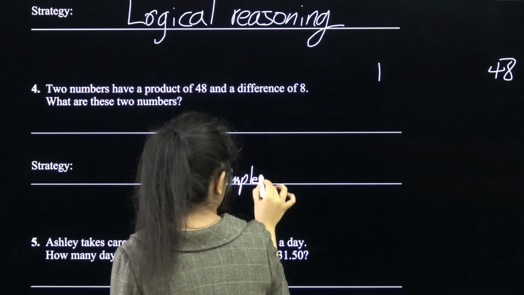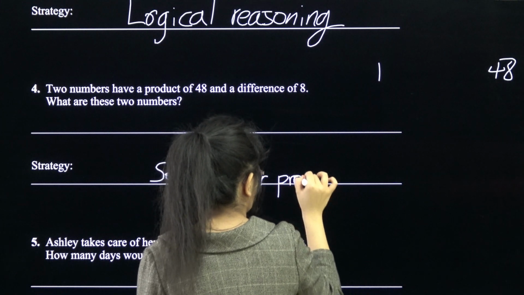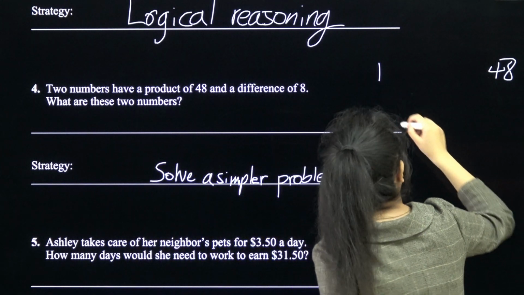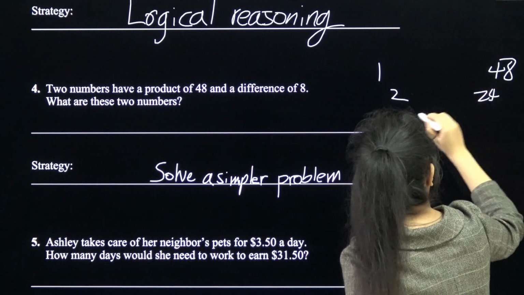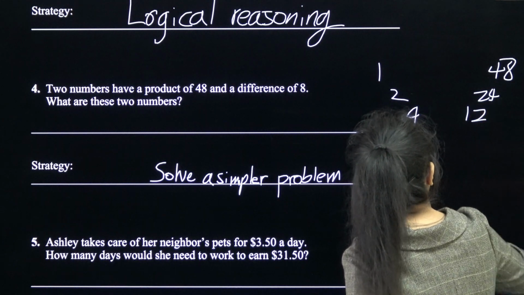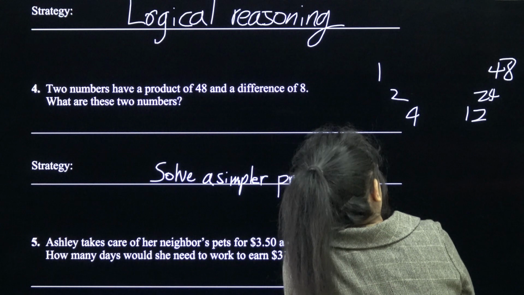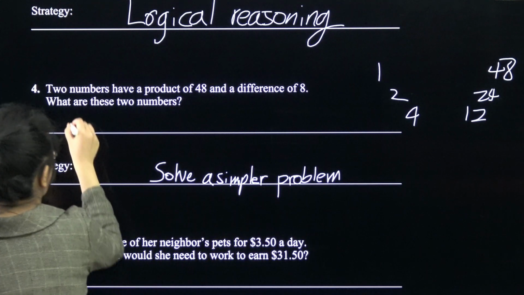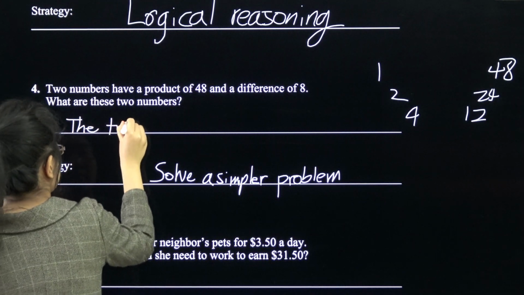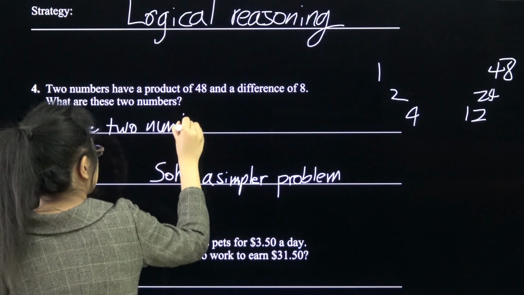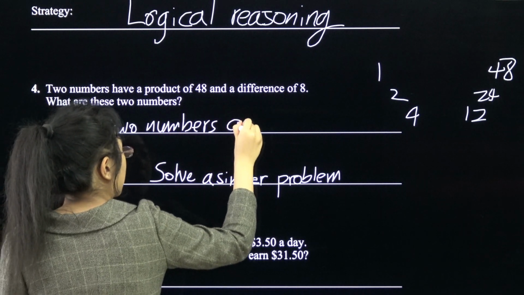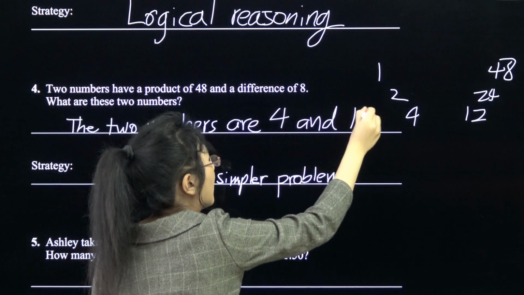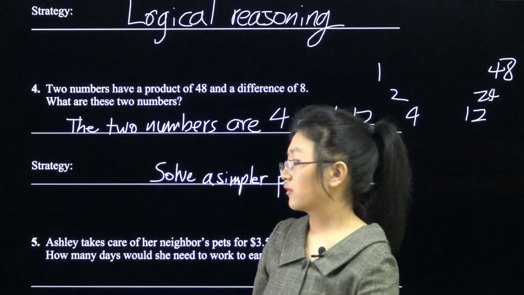Have you guys finished thinking of the numbers that multiply to 48? Well, there's 1 and 48. There's 2 and 24. There's 4 and 12. And in case you haven't noticed, 12 minus 4 equals, well, 8. The two numbers are 4 and 12. We move on.